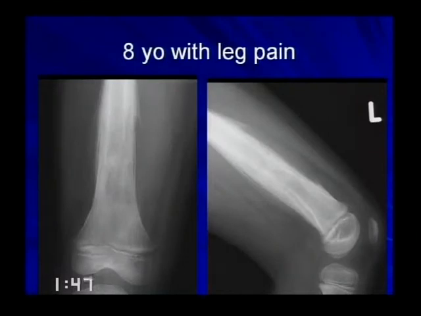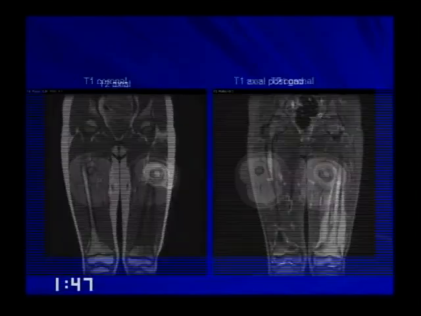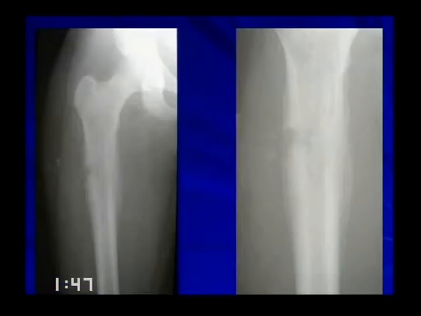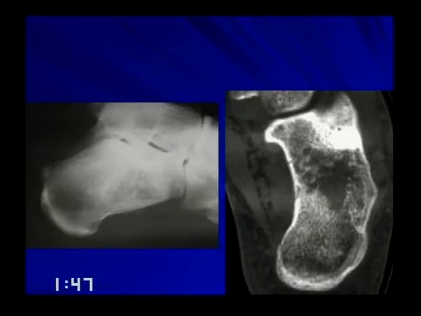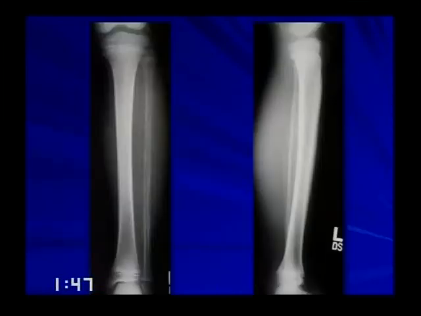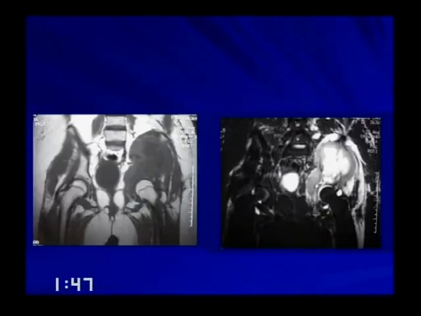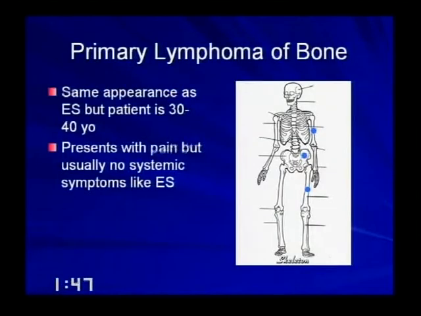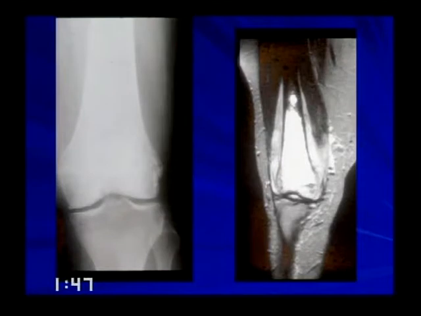Periosteal reaction, the lesion's hard to see. We solved this one. And those are typical Ewings. Here we are. This is a biopsy site. Here's one of the calcaneus. Here's one in the fibula. Okay, here's one here. Primary lymphoma of bone looks like Ewings, but they're in a patient that's 30 or 40 years old. So it looks exactly like a Ewing's. Multiple myeloma, the most common primary lesion of bone.